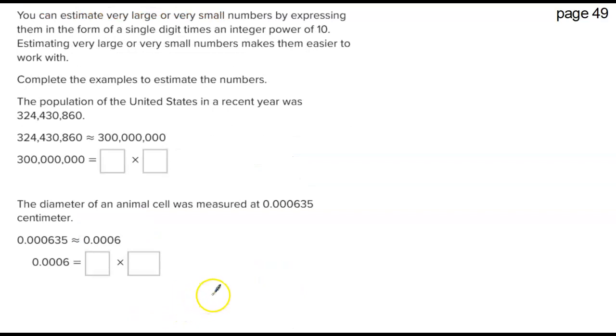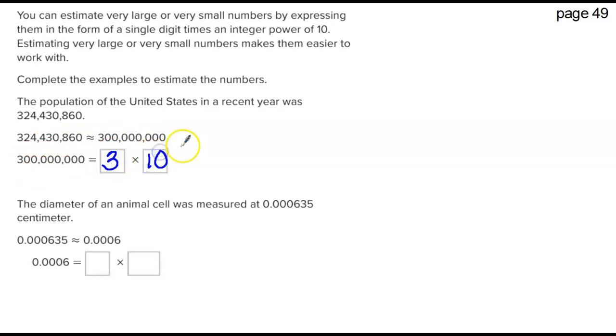You can estimate very large or very small numbers by expressing them in the form of a single digit times an integer power of 10. Estimating very large or small numbers makes them easier to work with. Now, what they're talking about here is, yeah, this is a really long number, but notice it's not got a ton of zeros. And they're saying sometimes you want to make them zeros so that they're easier to wrap your head around. It wouldn't even be really worth changing this to scientific notation because they're not really going to shorten the number any. So they're saying sometimes what you need to do is estimate, and they're saying that this number here is approximately equal to 300 million. And then go ahead and take that number and write it in scientific notation.